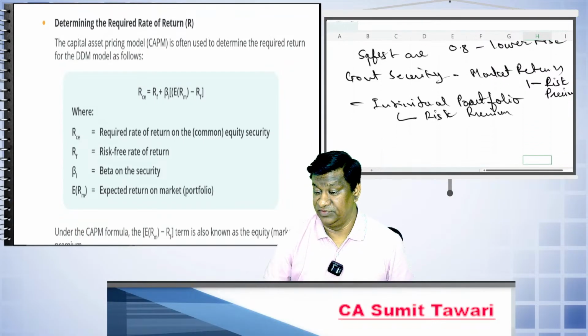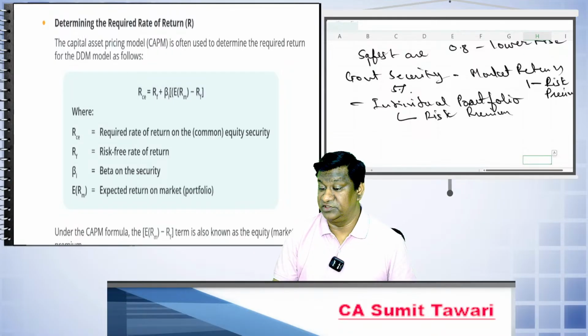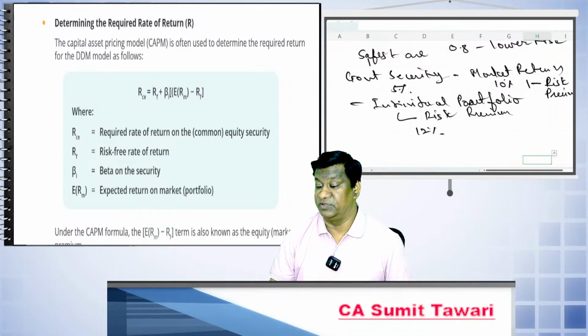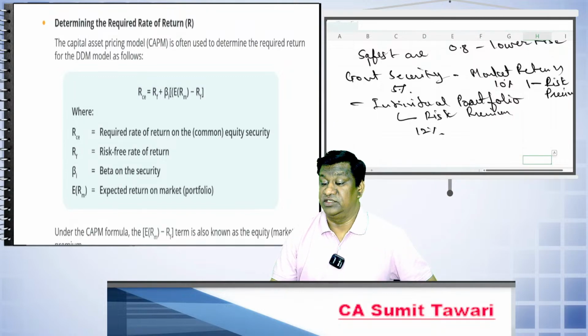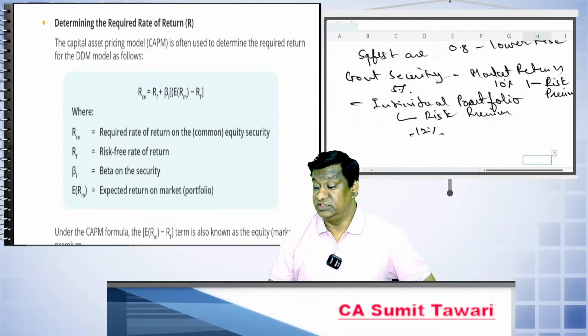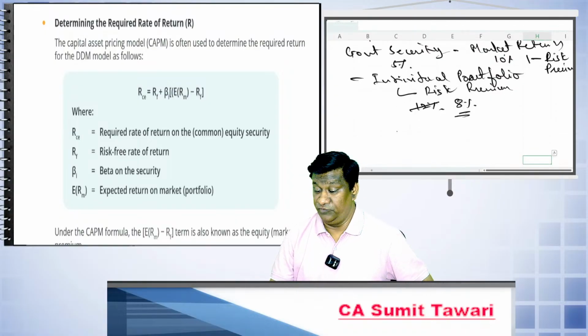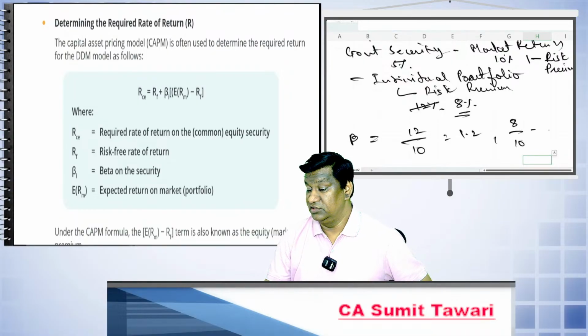Okay, now you need to consider one by one. Government security giving a 5% return, market return is 10%, and the individual expectation is 12%. So as the return increases, that means the investor is taking a higher risk. If this is 8%, that means he is not taking a higher risk than the market. Beta is basically the ratio of individual return with respect to the market return. Market is 10. If I consider 12, then it is 1.2, and if I consider 8, then it is 0.8.